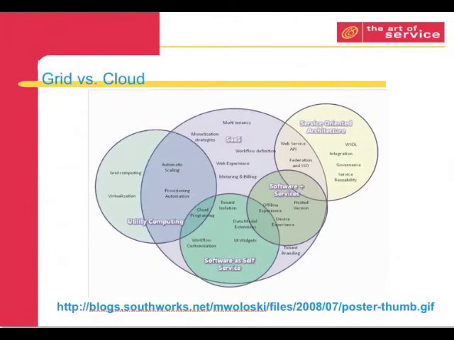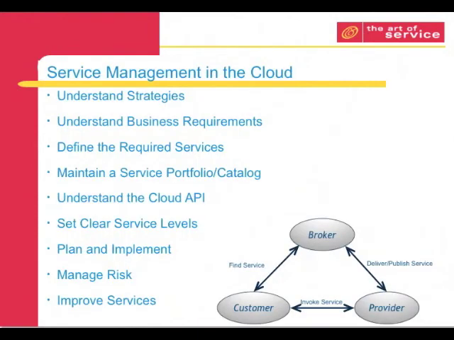This Venn diagram really gives a good overview of the differences between grid utility computing, where virtualization fits in, and how service-oriented architecture, which has been around for years and years, fits in with software as a service and other cloud-based services.